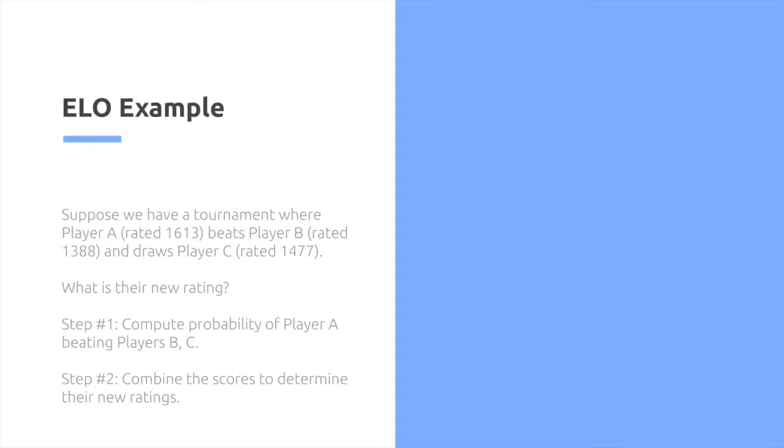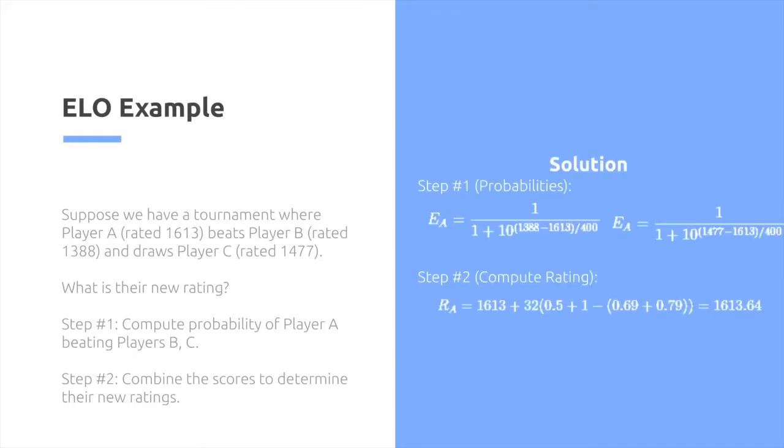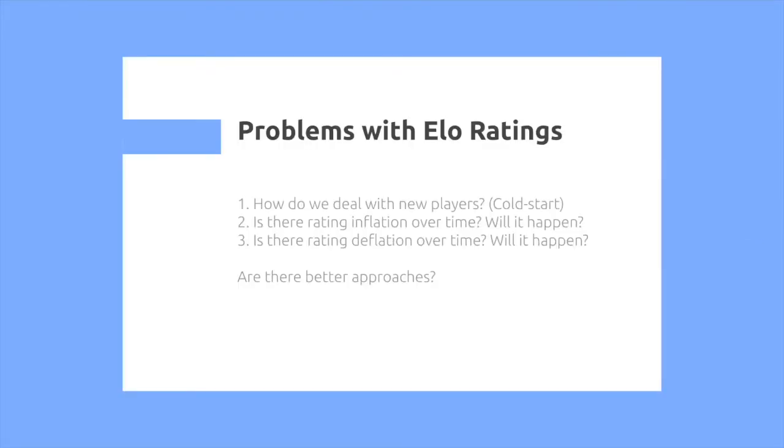First we compute the probability player A beats player B and player A beats player C. Then we combine the scores to determine their new ratings. So here we compute the probabilities first. Here we subtract over the probability that player A beats player B. And then afterwards we have to compute their new rating. So first we chose a k-factor of 32. Then here we have the draw plus the win. And then here we take the probability that player A beats player B and player A beats player C. And here we have our final updated rating, which is 1613.64. So it went up a little bit.